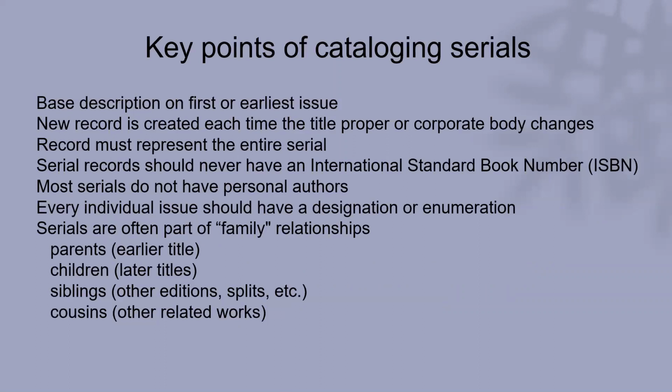So some of the key points of cataloging cereals are there's many differences between cereal records and monograph records. Monographs are fixed and static, whereas cereals are ongoing. The cereal is described by the first or earliest issue, and the record represents the entire length of the cereal under the same title proper or corporate body. Cereals do not have ISBN numbers, but they do have ISN numbers, which we'll take a look at a little bit later. Rarely will a cereal have a personal author, and each issue will have a designation or numeration. Cereals can be part of a family with earlier titles, later titles, other editions, and other related works.